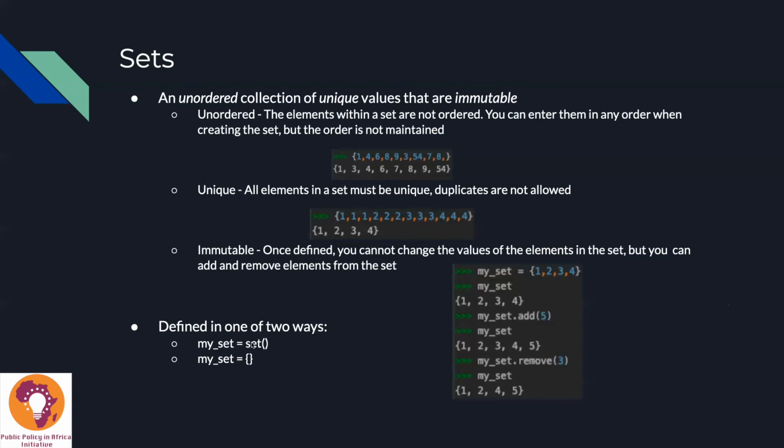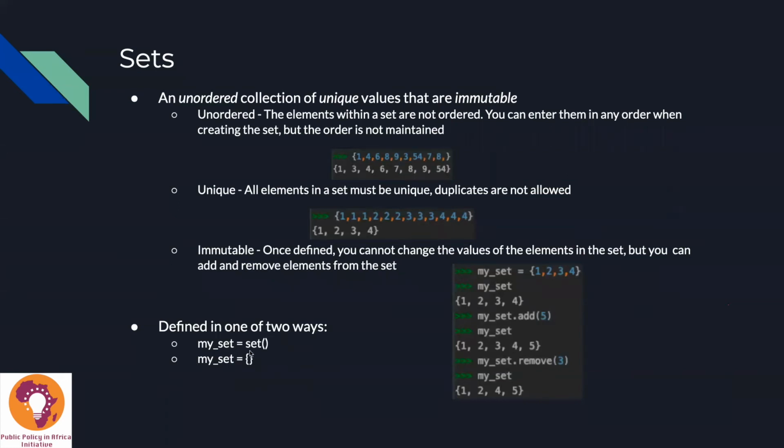So we can define sets in one of two ways. We can do my_set equals set. We can use the set constructor here, so you would just use the word set and then parentheses after it. And now stored in here is a set. It's an empty set, but a set nonetheless. Or we can do my_set equals just the squiggly brackets here. And then what's stored in my set is an empty set. So that's the value that's now stored in the variable my_set.